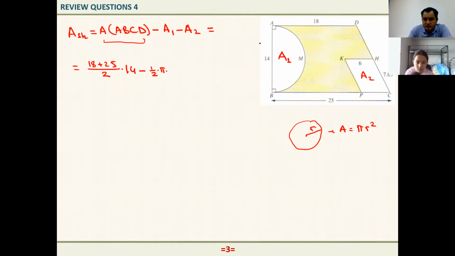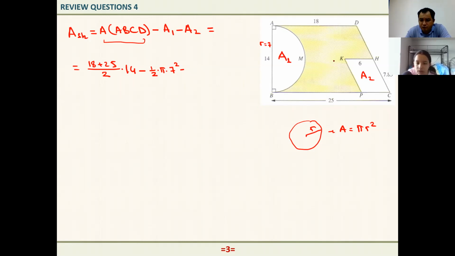Now what is the radius here? Radius equals 7. So that is 7 squared, right? Minus, now what is the area of this parallelogram, Shahina? Let me see. How do you find the area of the parallelogram? Height times base, right?